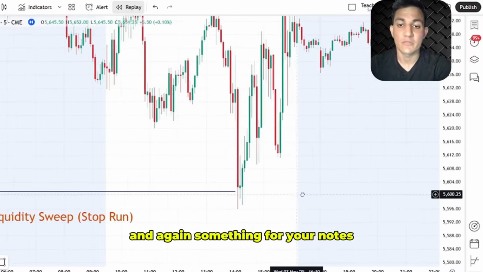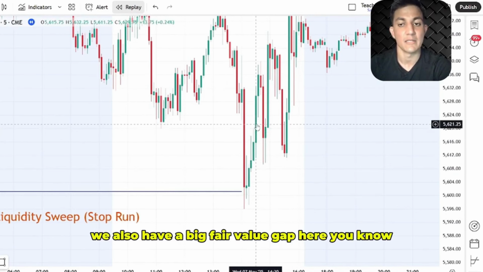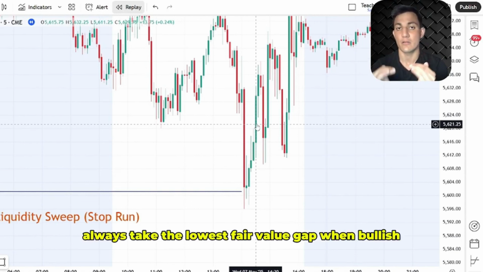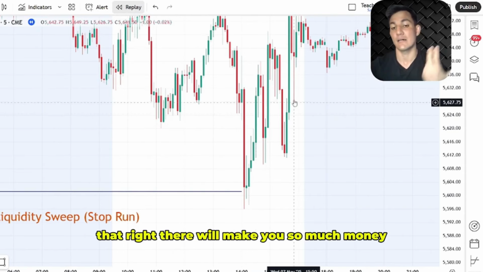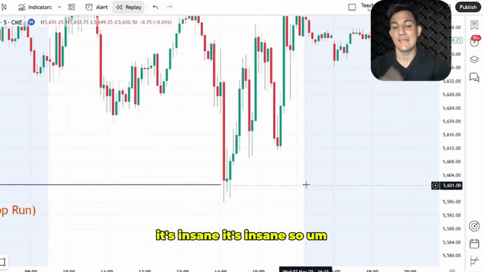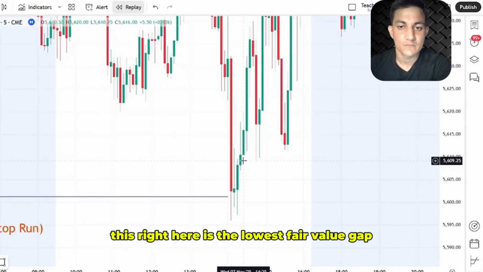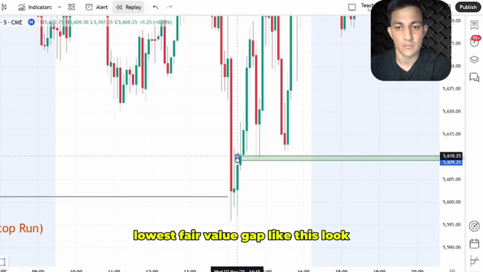And again, some for your notes, because we have a little fair value gap here, and we also have a big fair value gap here. If you're ever asking, hey, which fair value gap do I take? Always take the lowest fair value gap when bullish. Always take the highest fair value gap when you're bearish, right? That right there will make you so much money. It's insane. So this right here is the lowest fair value gap that you're going to mark out. Lowest fair value gap, like this.